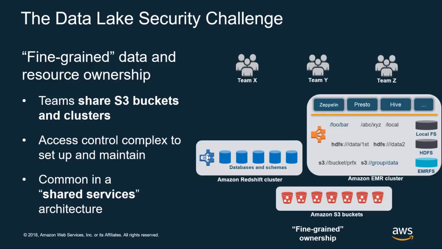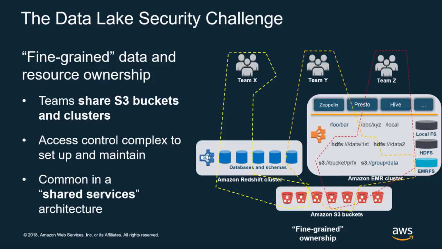You want to grant fine-grained access to the data and resource ownerships where teams can share S3 buckets and data within there, and really set up a shared service architecture, but then get very granular in who can see what, who can do what, irrespective of the tools they're using. So what this starts to look like is this type of architecture where different teams are going to want to be able to do different things with different data, but essentially you want to tie ownership of all this together.